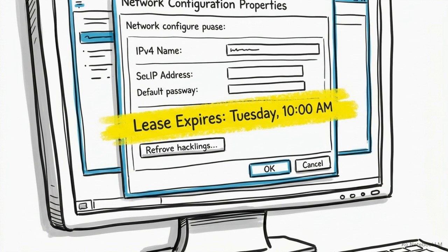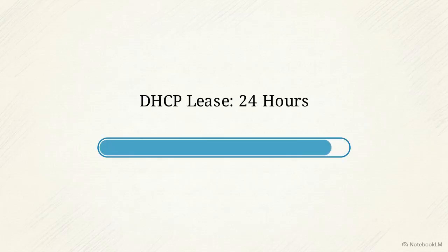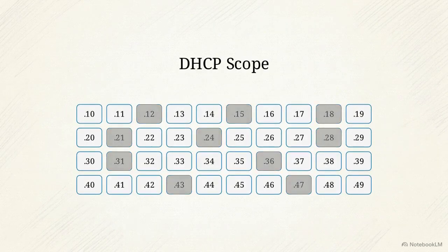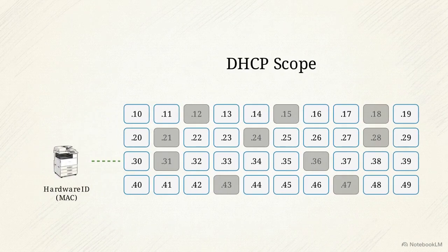A critical rule of this system is that IP addresses handed out by DHCP are not owned by the device. They are strictly temporary. This timeline is a DHCP lease. The IP is rented temporarily and must automatically renew. It comes from a DHCP scope, a predefined pool of addresses. But a DHCP reservation links a hardware ID to a permanent IP, ensuring a printer always gets the same address.